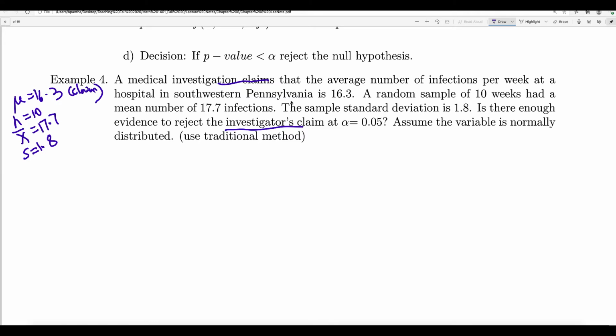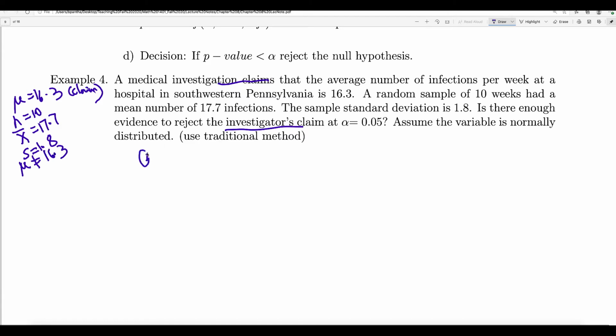So what do you think? Is this a left tail, right tail, or two tail test? It is two tail, right? Because I didn't see anything like less than, greater than, more than, or smaller than, any word like this. So this is the two tail test. So we will test against the claim, not equal to 16.3.